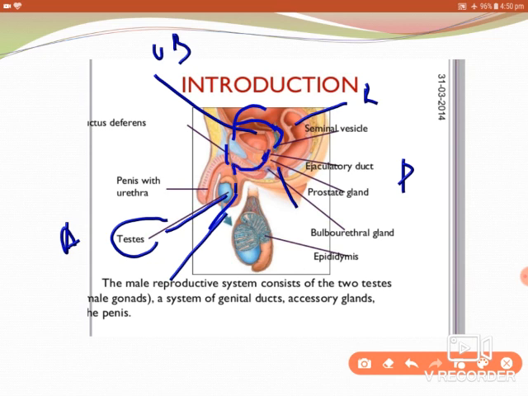This part is the urethra. This is the penis. Here you can see the prostate. See the prostate. Okay.